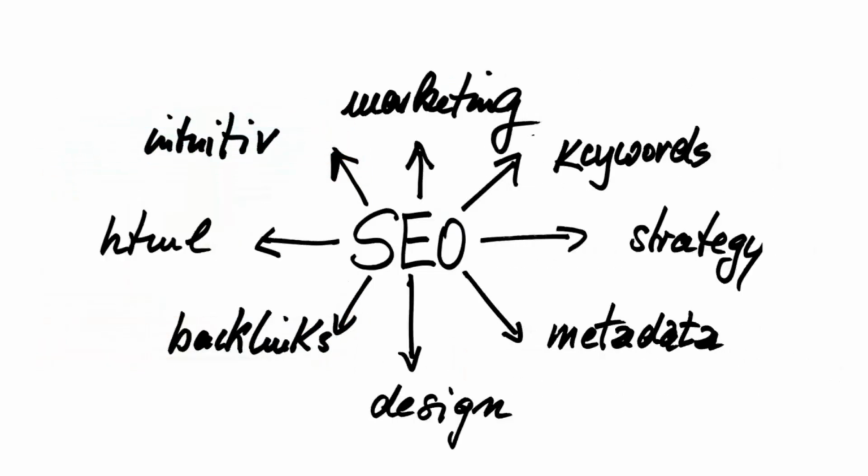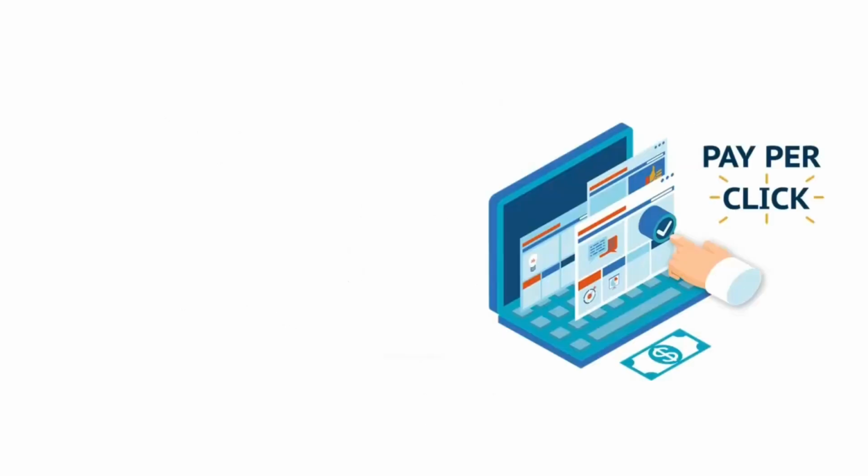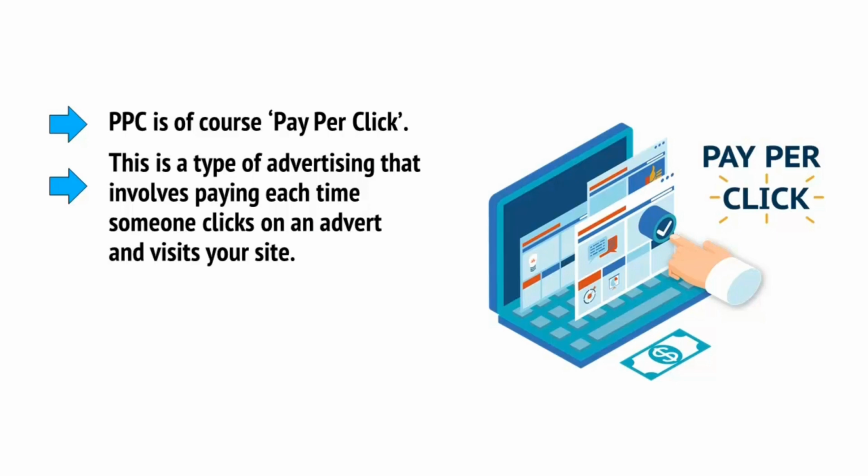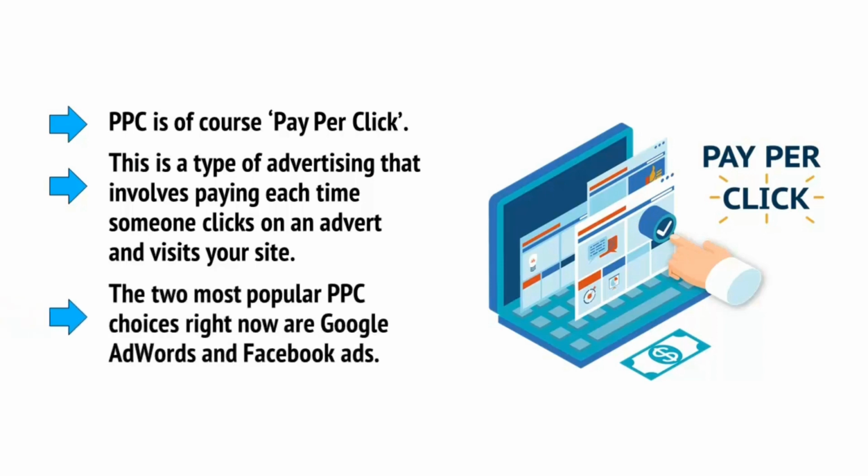And one way you can check how successful your SEO is likely to be before you spend lots of time and or money on it is to use PPC. PPC is of course pay-per-click. This is a type of advertising that involves paying each time someone clicks on an advert and visits your site. The two most popular PPC choices right now are Google AdWords and Facebook ads.